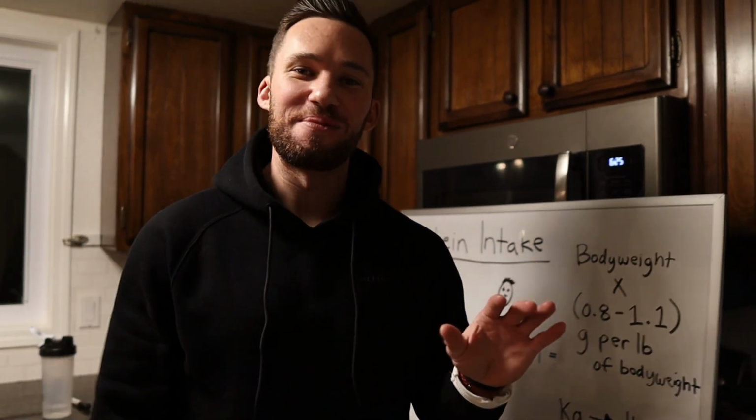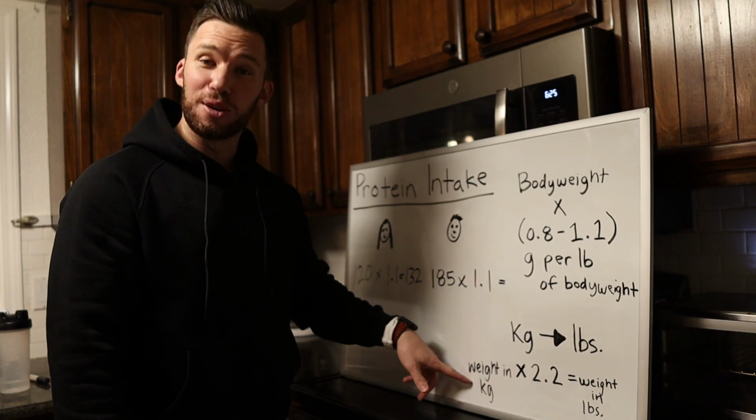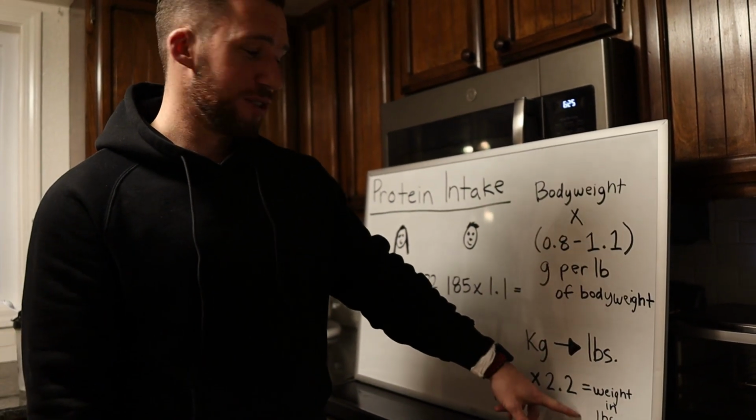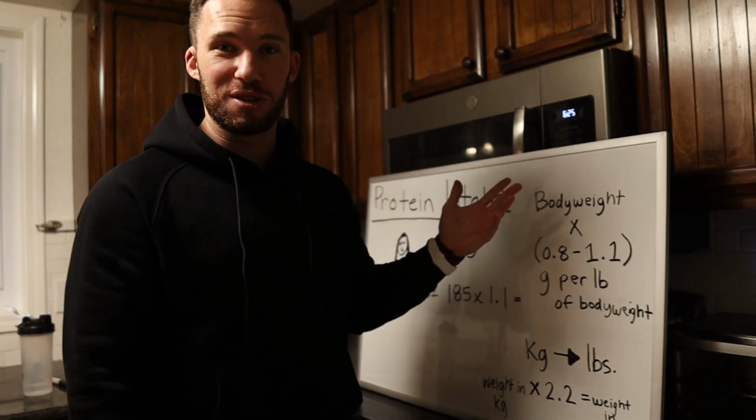I want to apologize to anybody that's not in the United States, and I just taught how to do it in pounds. So you're just going to take your weight in kilograms, multiply it by 2.2. That'll give you your weight in pounds, and then you're good to go. You can just plug it into the other equations.